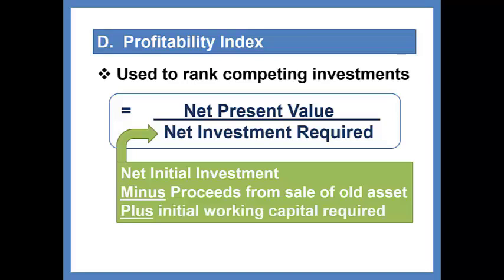Then you will add any initial working capital required. Sometimes you have to earmark funds that you're going to use for the project to buy materials or pay labor so that you're sure you're able to meet the expenses of the project. And so you will add that to your net investment required.